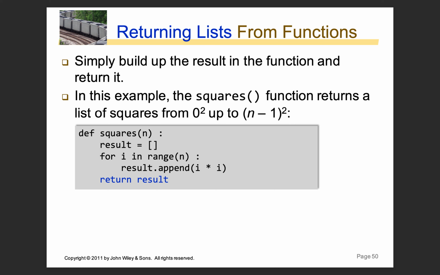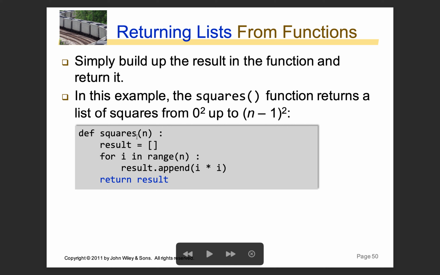Sometimes you might want to return lists from a function, so simply build up the result in the function and return it. In this example, the squares function returns a list of squares from 0 squared up to n-1 squared. So we want to return a list from our function.